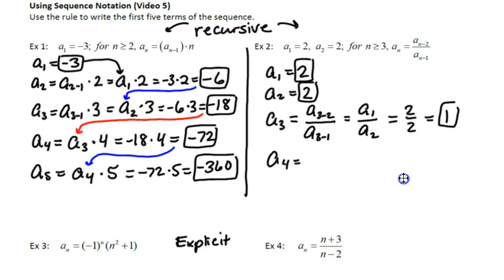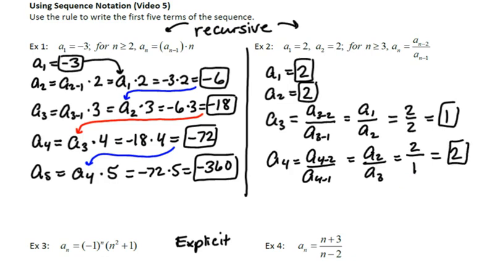A sub 4 then is a sub 4 minus 2 over a sub 4 minus 1, which is a sub 2 over a sub 3. Well, a sub 2 is 2, a sub 3 is 1, 2 over 1 is 2. So there's the fourth term in my sequence. Fifth term. Well, notice that we did a sub 1 over a sub 2, a sub 2 over a sub 3, so this one's going to be a sub 3 over a sub 4. A sub 3 is 1, a sub 4 is 2, so the last term in my sequence, the fifth term, is 1/2.